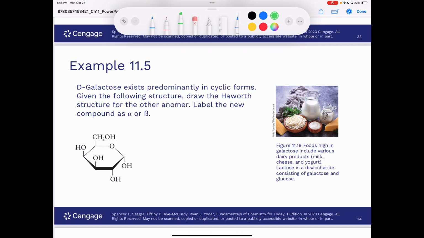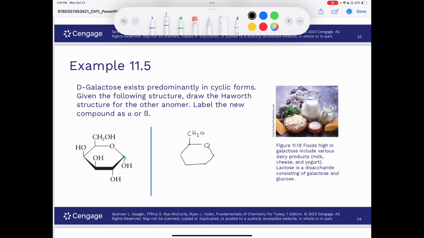All right, D-galactose exists predominantly in the cyclic form. Given the following structure, draw the Haworth structure for the other anomer. Label the new compound as alpha or beta. So if we want to draw the anomer of D-galactose, we're going to copy everything except for the hydroxy group at carbon 1, the anomeric carbon. So let me just see if I can scribble this over here. So we'll draw our six-membered ring like this.